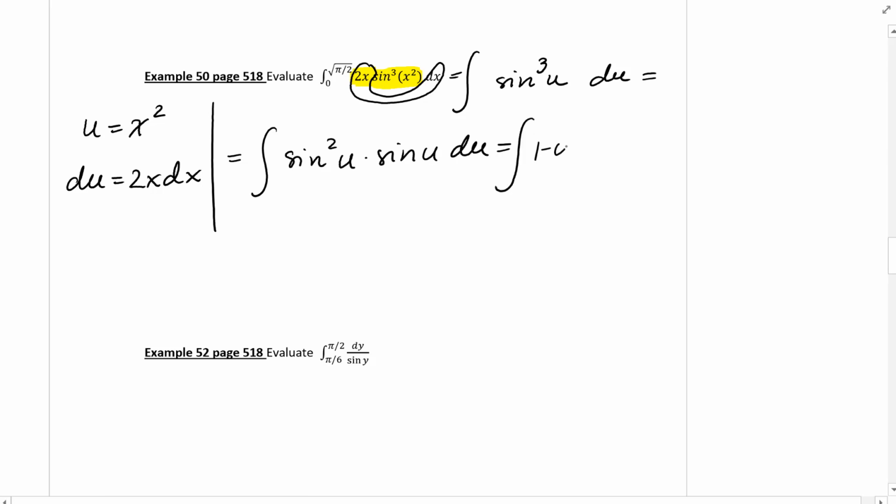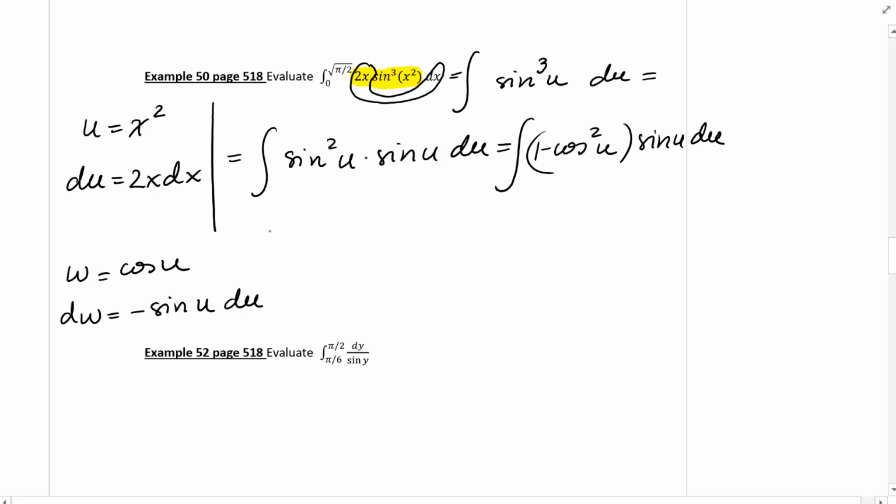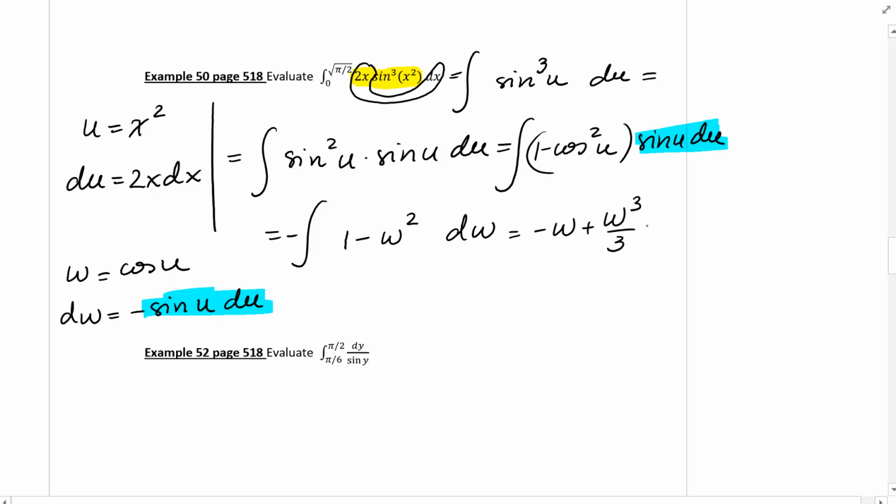like we did with the previous problem. Sine squared, we write as 1 minus cosine squared of u, times sine of u du. And we use again a substitution. Let's say w equals cosine of u, dw equals negative sine of u du. So we get the integral of, so sine of u du is this piece, negative dw, and 1 minus w squared. So we get negative w plus w to the third over 3 plus c.